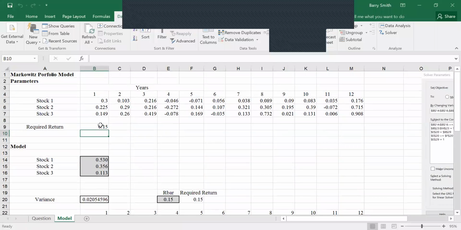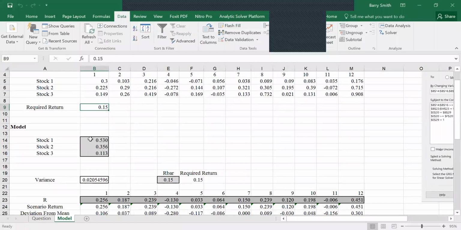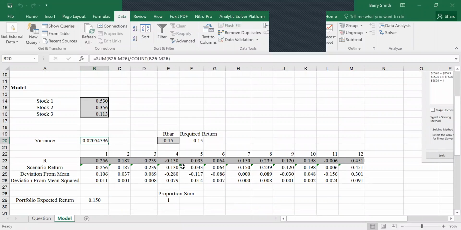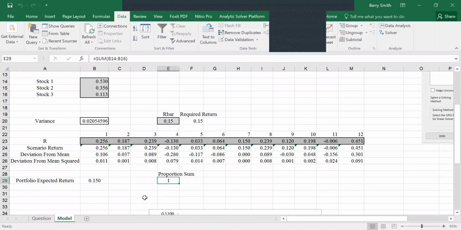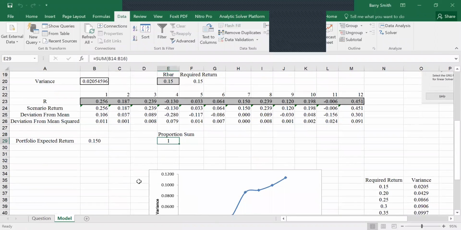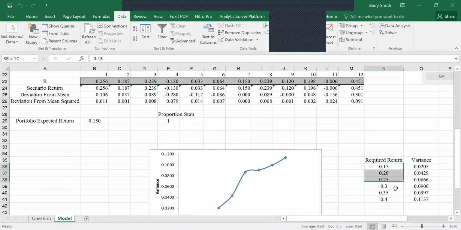And so what we've done now is for the required return of 0.15, we find that X is going to be 0.530, Y is going to be 0.356, and Z is going to be 0.113. And our variance is going to be 0.025456. All right, and so what it's done is it's found our R's and varied those appropriately, and then gets all this done based on our, again, our equations. And so our expected return is going to be 0.15. The proportion sum is going to be 1. And so we're going to keep doing that for all these values. And so I did it, from 0.15, 0.2, 0.25, 0.3, 0.35, 0.4, and I got all the variances.